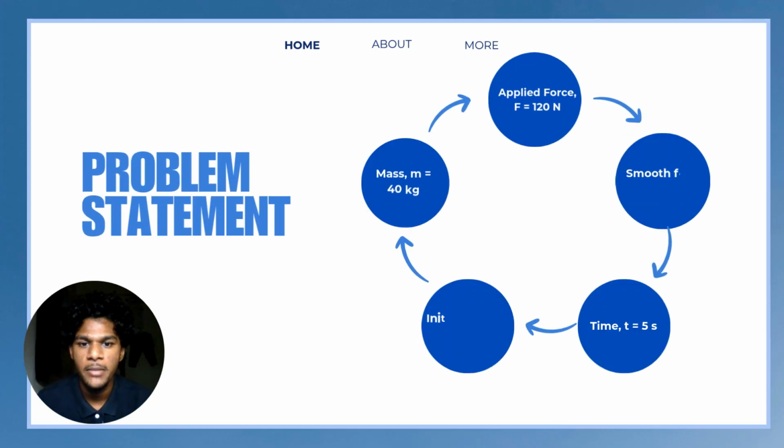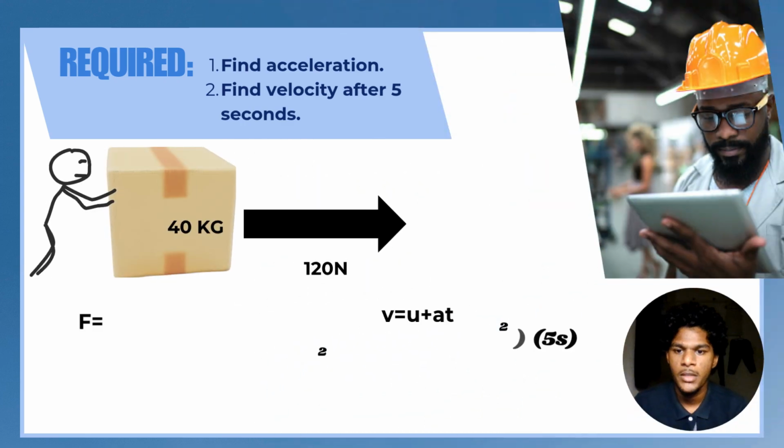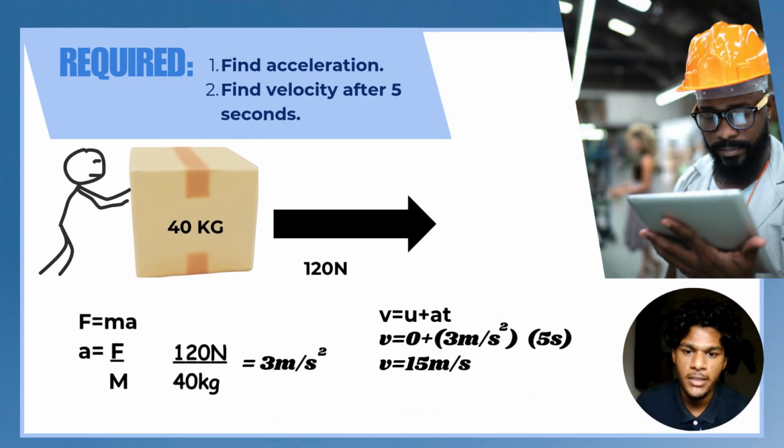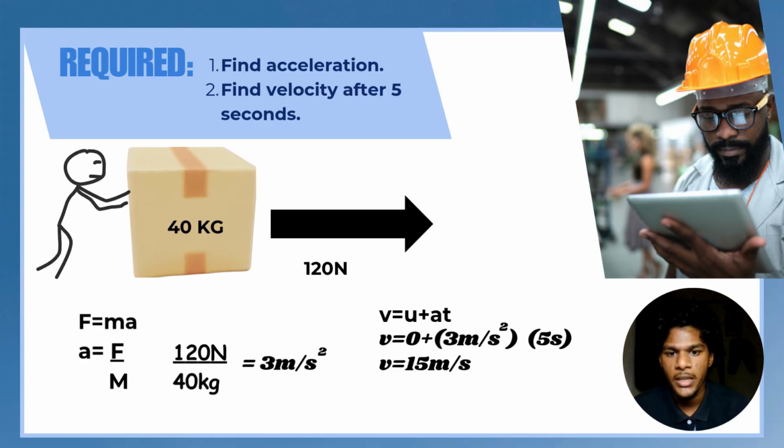The problem statement given in this question is m is 40 kg and the force given is 120 Newtons, and since we have a smooth floor there is no friction, and t equals 5 seconds, and since we start at rest, the initial velocity is 0 meters per second. With the given information we can find the acceleration by dividing 120 Newtons by 40 kg. We get 3 meters per second squared.